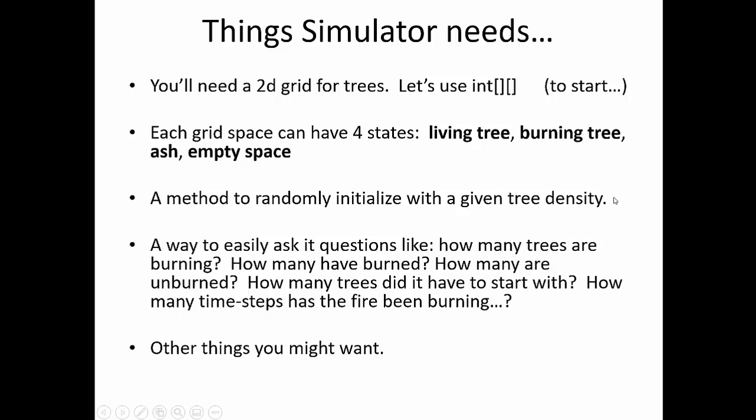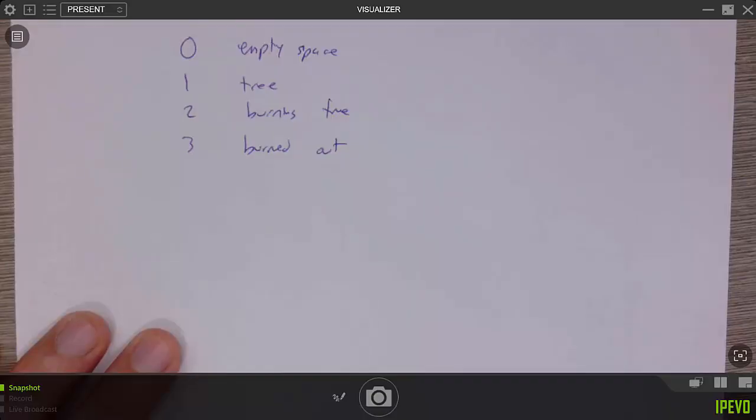Okay, a couple things your simulator will need. The implementation is up to you. But this is my recommendation. My recommendation is you use a two-dimensional int array to represent the trees. And the integer that you use will represent the state that the tree is in. So every tree could be a living tree, a currently burning tree, ash, which means that it's completely burned out, or empty space, which means there's no tree there at all.